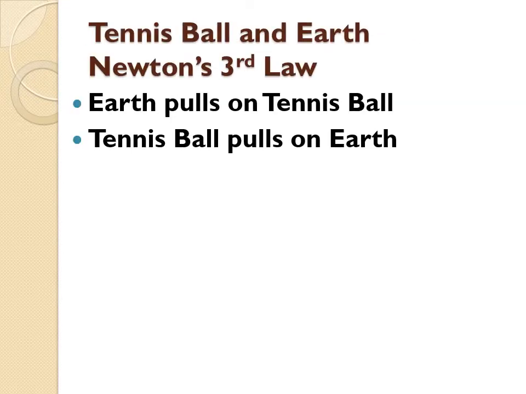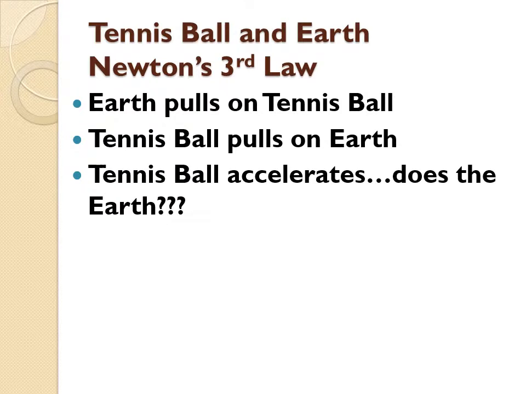So this next question asks if a tennis ball obeys Newton's third law, meaning that if the tennis ball is being pulled by Earth, the gravity of Earth, then that means the gravity of the tennis ball is pulling on the Earth. So the Earth pulls on the tennis ball. Newton's third law says the tennis ball should be pulling on the Earth. Now the question is, why do we not see the Earth accelerate? Because the tennis ball obviously accelerates. So why doesn't the Earth accelerate?